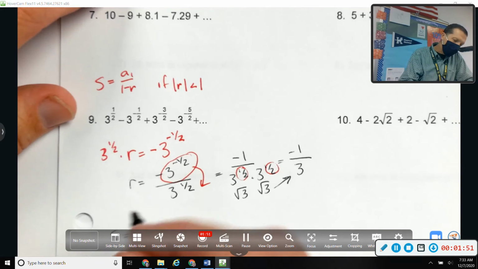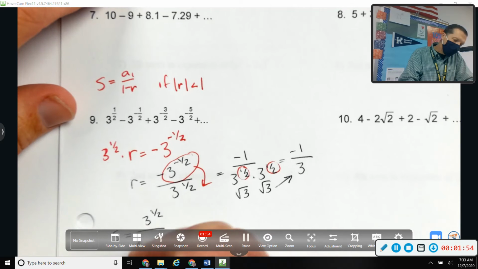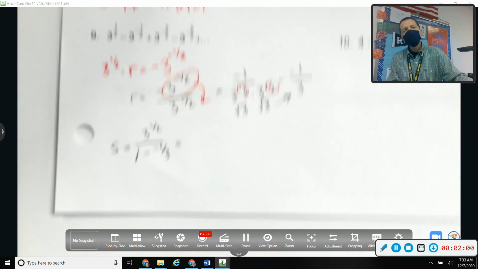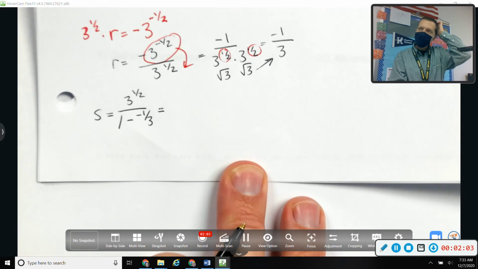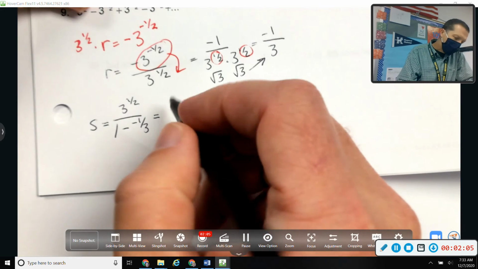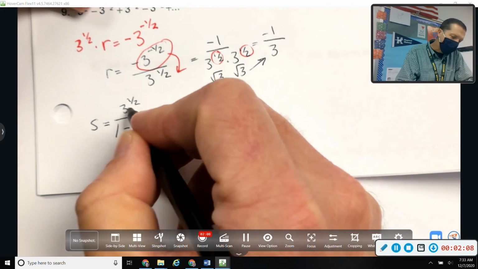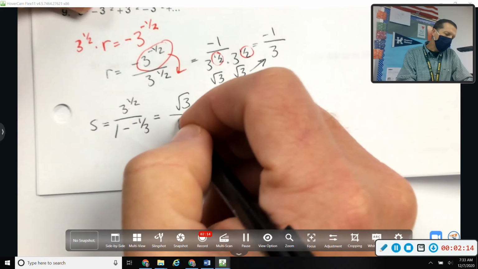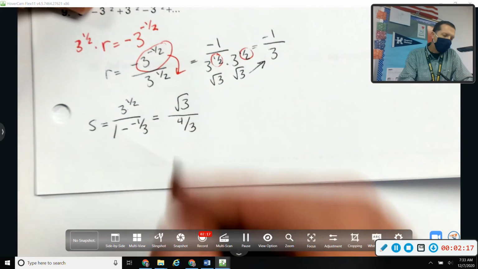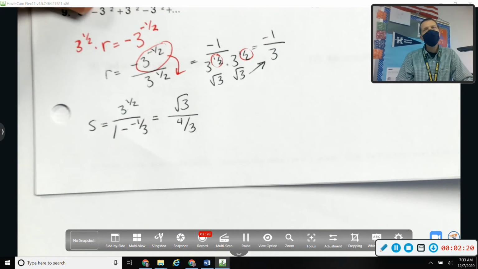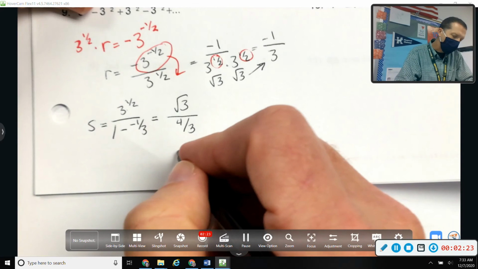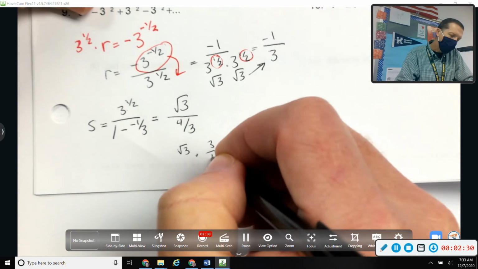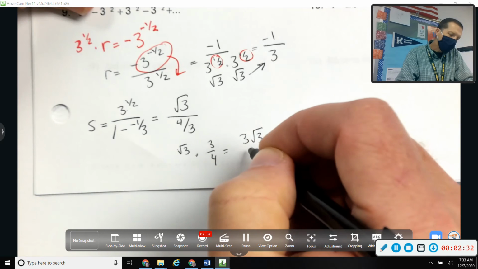So S equals A1 over 1 minus negative 1/3. Oh, this one's not really going to work in the calculator very well, because 3 to the 1/2 is the square root of 3. So let's see, we could leave it as 3 to the 1/2, or we could write it as the square root of 3. 1 plus 1/3 would be 4/3. And then, again, the calculator is going to give us a decimal and not be able to math frac and go backwards with that square root in there. So square root of 3 times, we're going to do keep it, change it, flip it. So 3 square root of 3 over 4.